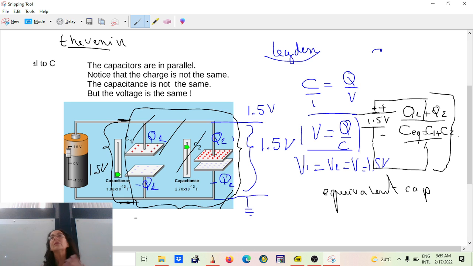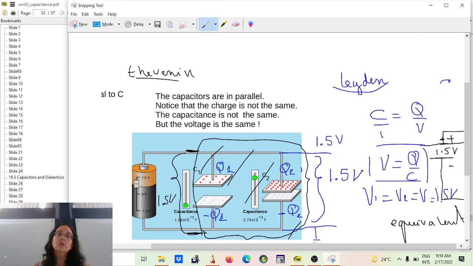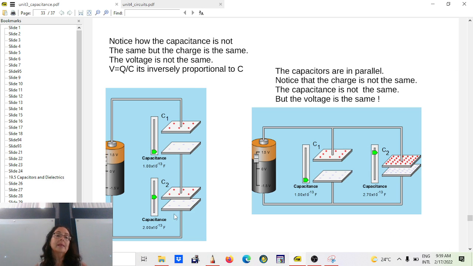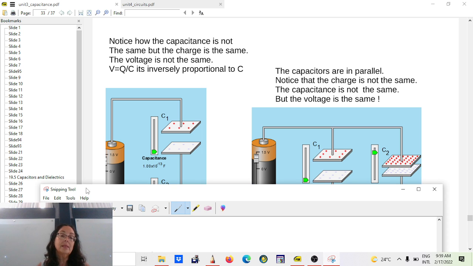Are you increasing the total capacitance or decreasing the total capacitance? Or are you just keeping the same? You are increasing it. Is that clear? Okay, and then the next thing you want to understand is what happens if you put them in series. So this is called the configuration. That special configuration is capacitors in series.